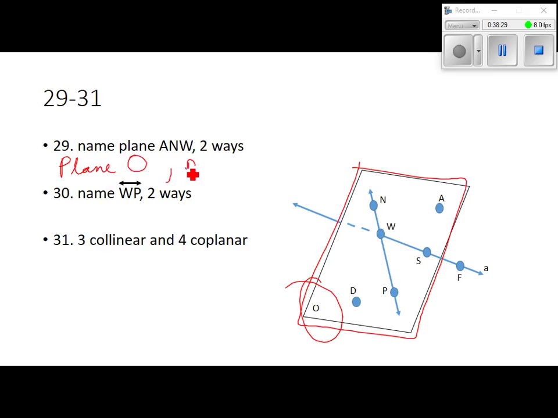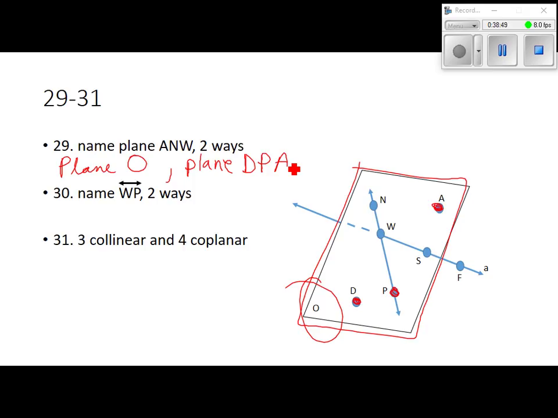Another way is just to pick any 3 letters that fall on that plane that aren't all on the same line. So maybe I pick D, P, and A. And I name it plane D, P, A. There's a whole bunch of other ways that you could have named that plane.